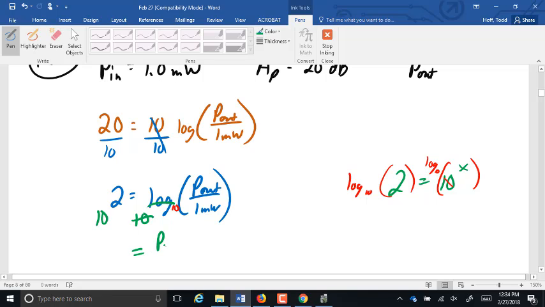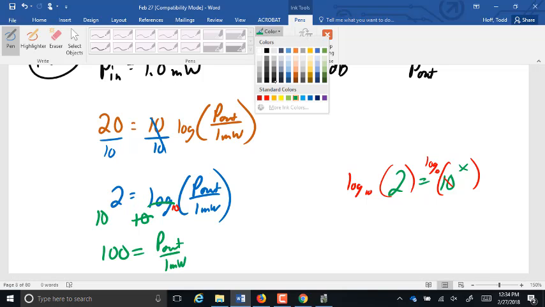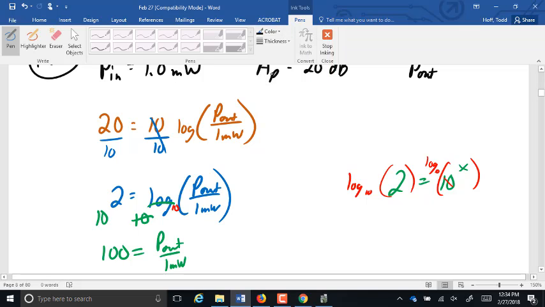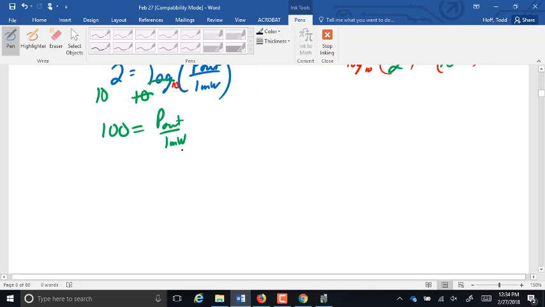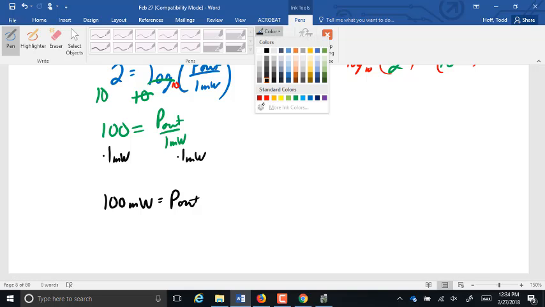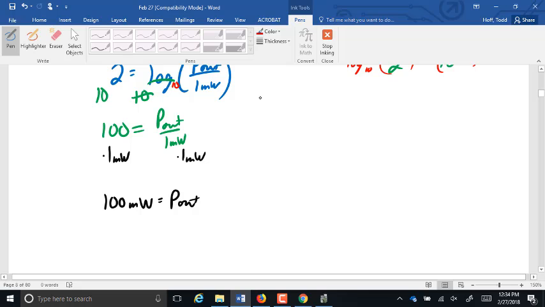That leaves us with P out over 1 milliwatt. Over here, 10 to the power of 2 is 100. And now, of course, we solve this by just multiplying by the 1 milliwatt. Realistically, we didn't have to multiply by the 1 because it isn't going to change anything, but it was the units that were important. We need to get the units over here. So this is 100 milliwatts is the output power. Any questions there?